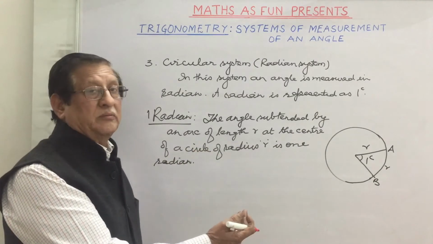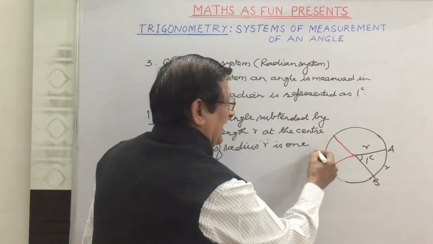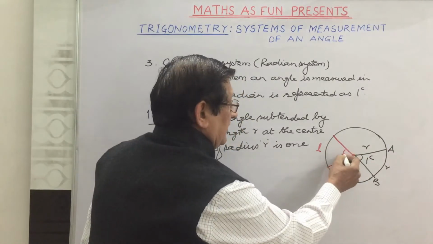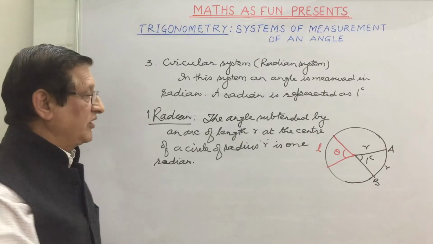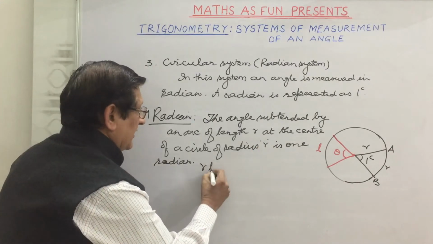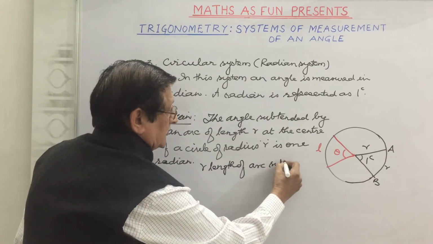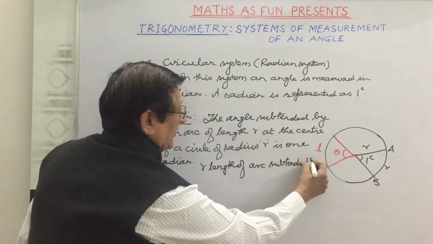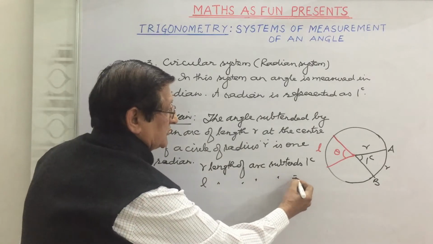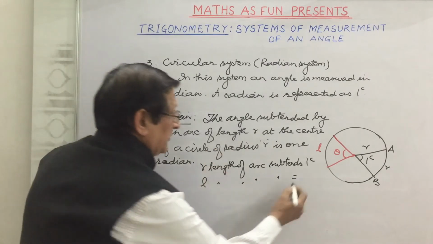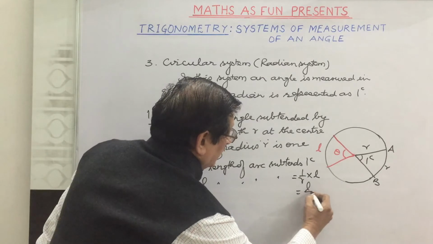Now suppose we take some another arc in this. This is the arc we are taking of length L. And then we want to see what the angle is formed by this in radians. Then what we can say here? R length of arc subtends 1 radian. Then L length of arc will subtend how much? As per the unitary method we can find it. That will be 1 upon r into L. Can we write this as L upon r?